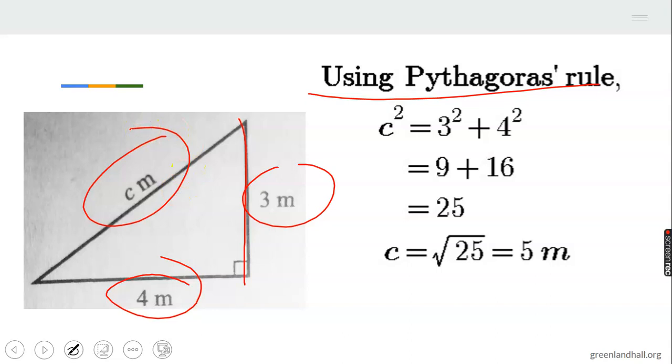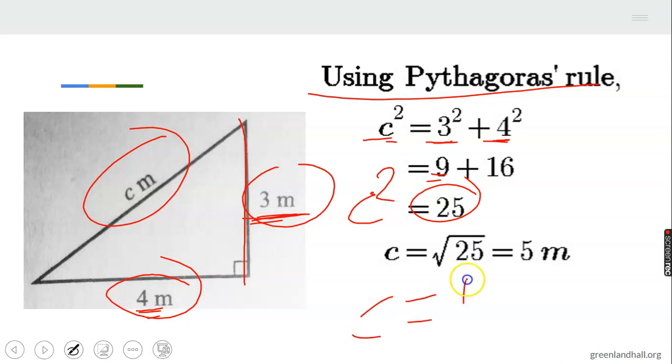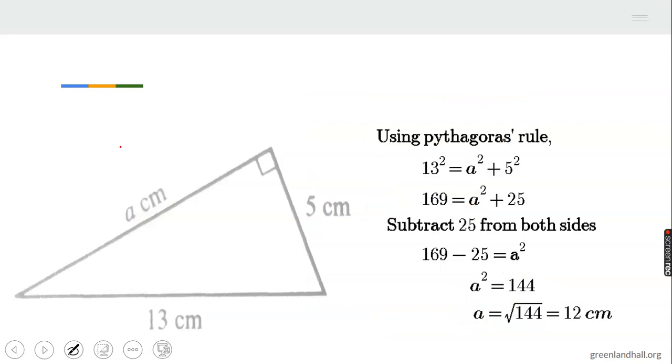Now, from our Pythagoras rule, we know that the square of this side, which is c square, equals the square of this side, which is 3 square, plus the square of this side, which is 4 square. By the time you add them together, it will be 25. Note that c square equals 25. Now, c equals the square root of 25, which equals 5 meters. That is how to calculate the third side of any triangle.